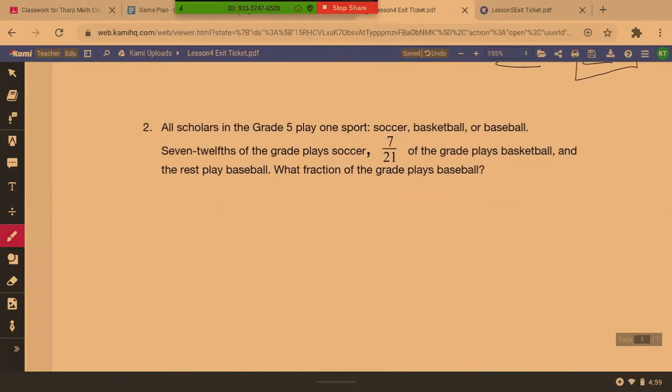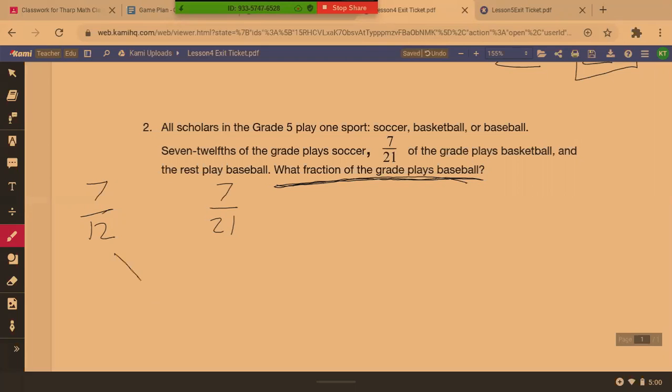All scholars in grade 5 play one sport: soccer, basketball, or baseball. 7/12 of the grade plays soccer. So 7/12, that's going to be 7 over 12. 7 out of 21 plays basketball. And the rest play baseball. What fraction of the grade plays baseball?